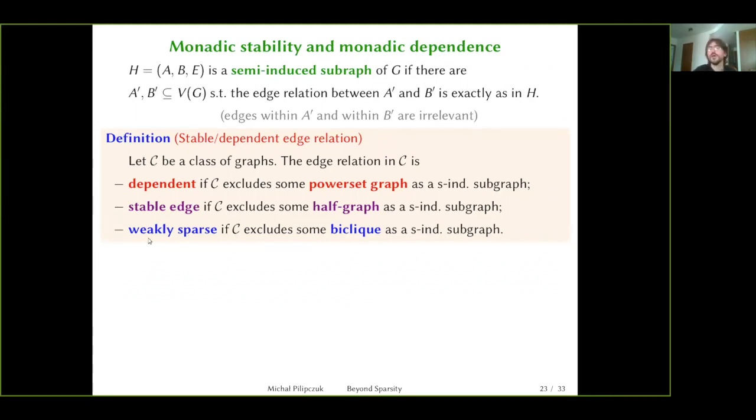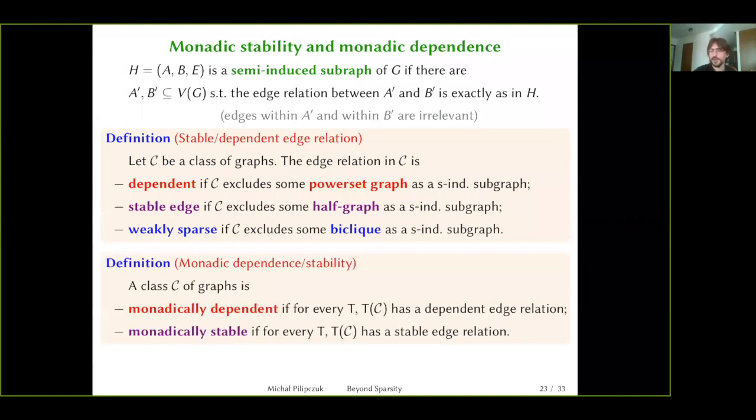And it will also be good to introduce this notion of being weakly sparse. This just means that I exclude some biclique as a semi-induced subgraph, which is the same as saying I exclude it as a subgraph. So far, this is a purely graph theoretical notion of just saying I do not see large half graphs in my class, or I do not see large power set graphs in my class.